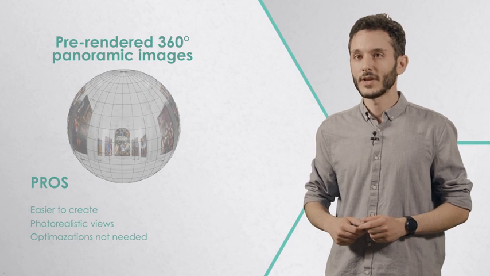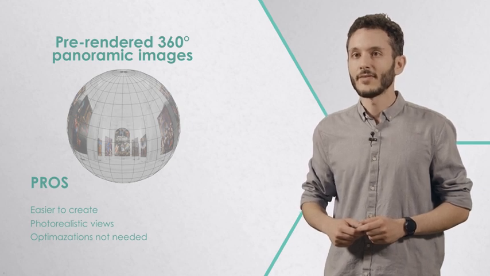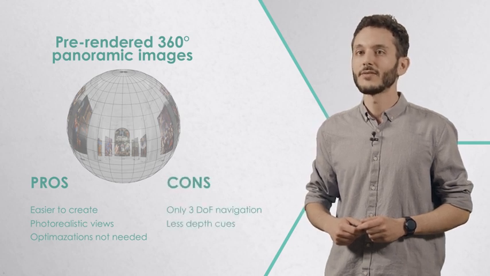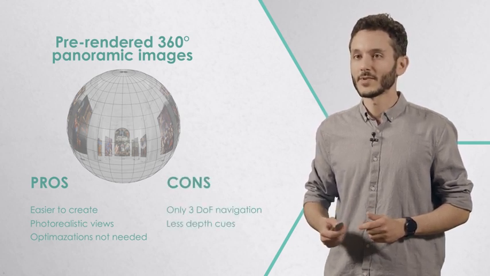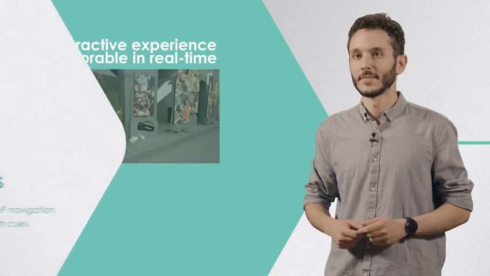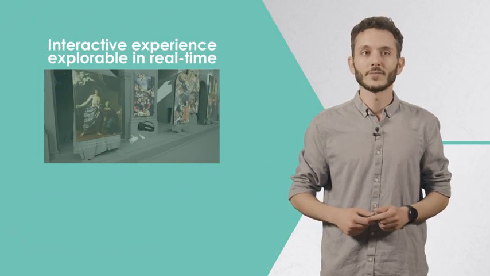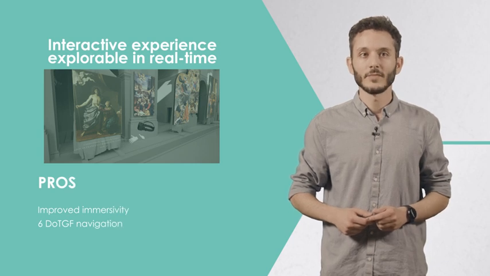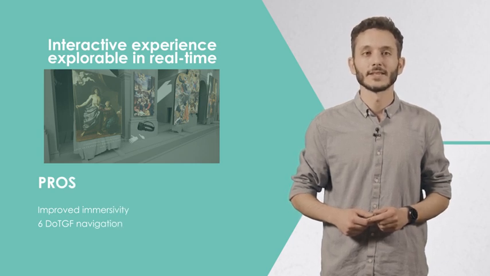In conclusion, as of now, pre-rendered 360 panoramic images are easier to create and more suitable for producing photorealistic views, as the computation is not done in real time, and the reconstructive model does not require specific optimizations. But the trade-off is the limited interaction to only 3 degrees of freedom and a poorer perception of distances and spaces. On the other hand, an interactive experience explorable in real time with 6 degrees of freedom provides better immersion and perception of distances and spaces.